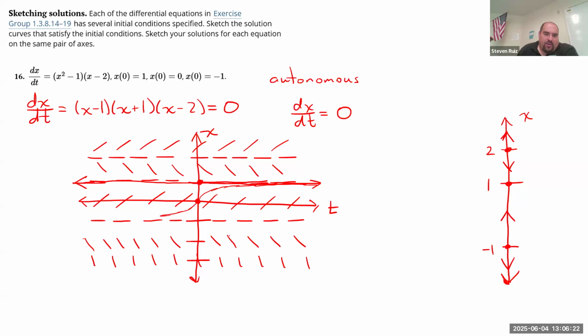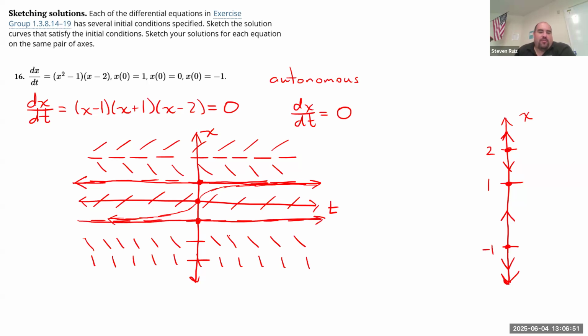And we're going to approach this equilibrium value at -1. All right, finally, x of 0 equals -1. So this is the same kind of situation as the first one. If our initial point exists on this equilibrium line, we're not going to have any variation.